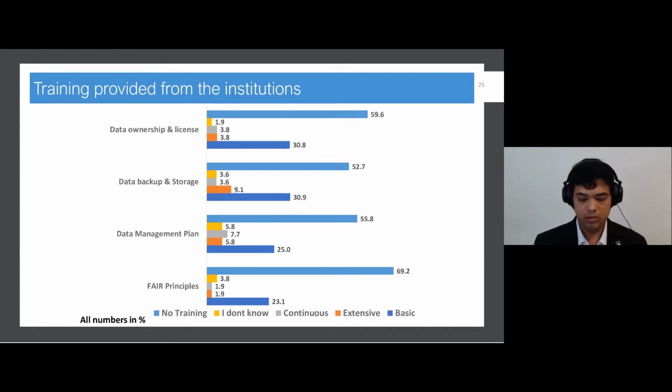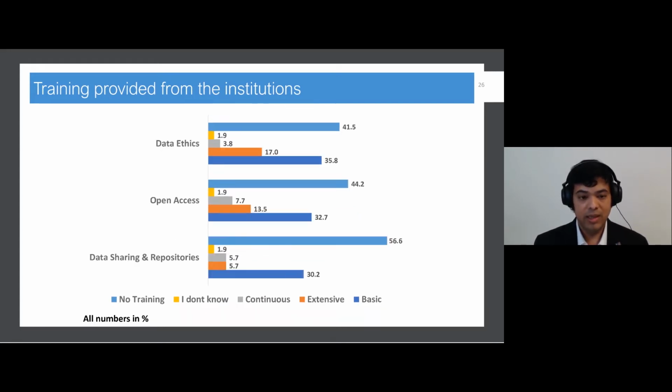And then, of course, we also asked them what training they have received so far from their institutions. So this is again how much training they have received on FAIR principles, data management plan, data backup and storage, and data ownership. And you could see that over 50% have received no training, simply no training from their institutions. So I think as an organization representing European universities, the European University Association should take this into account and ensure that there is at least training provided by the universities or institutions on these basic principles of FAIR data and data management. And this is also true when we come to data ethics, open access, and data sharing and repositories.